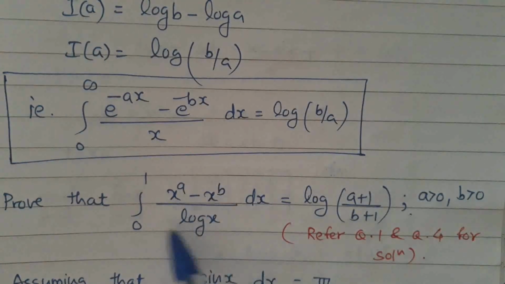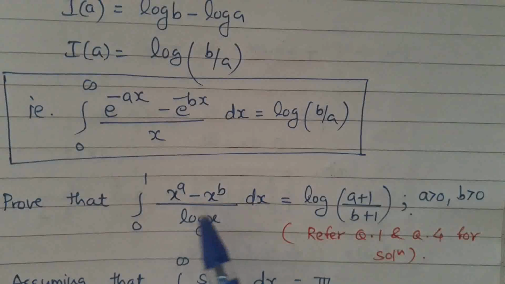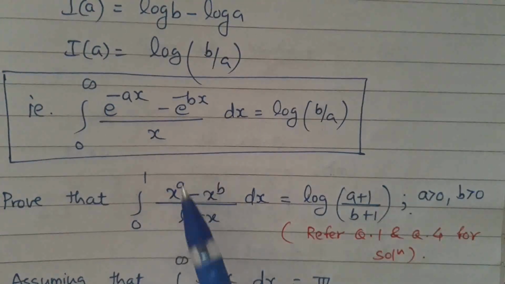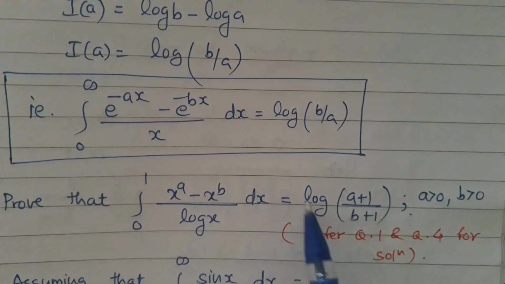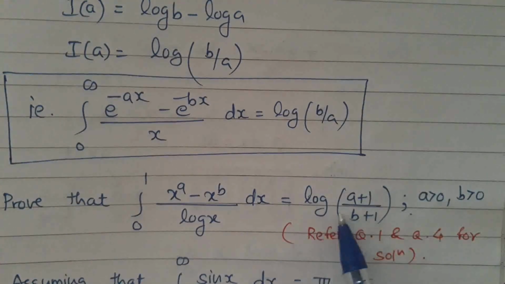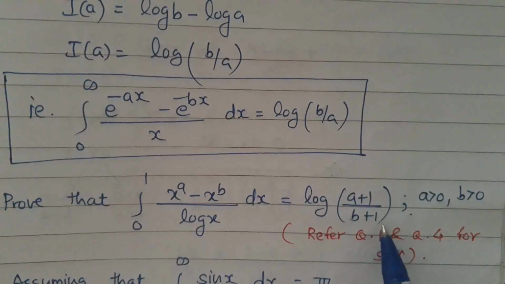So either denote this by I of a or denote this by I of b. Limits 0 and 1 are constant. Apply DUI's rule 1 and evaluate this integral and show that this is equal to log of (a plus 1) upon (b plus 1).